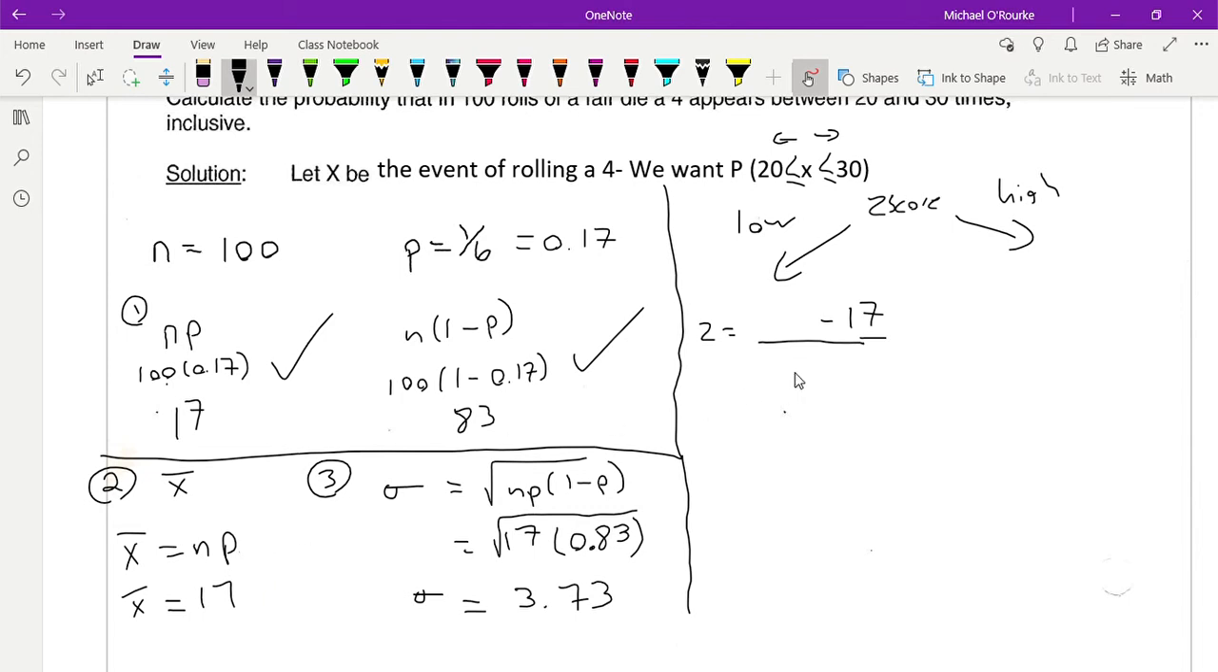17 divided by 3.73. Okay? If I want 20 as my number that goes in there, no, not 19.4, but 19.5 because I need to round up. Very good.